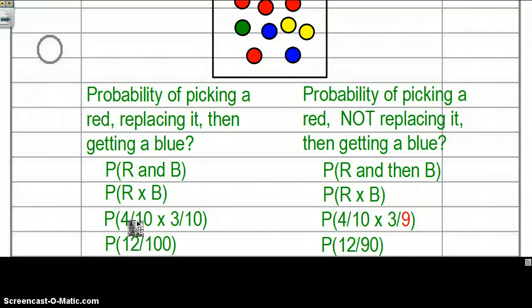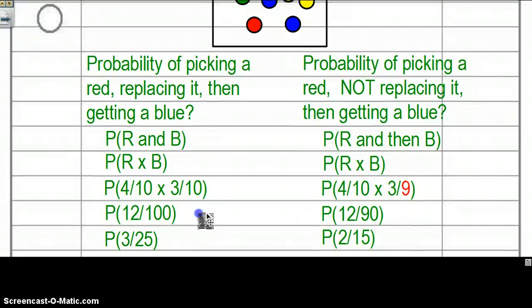Top times top and bottom times bottom. 4 times 3, 12. 10 times 10, 100. So 12 out of 100. Now why that's correct? It's not simplified, so let's simplify it. Divide each of them by 4. 4 goes into 12, 3. 4 goes into 100, 25. So the probability of picking a red, replacing it, then picking a blue is 3/25.